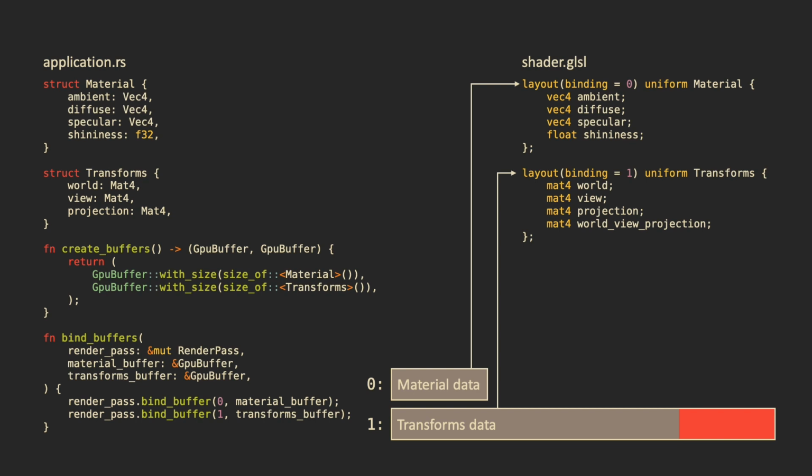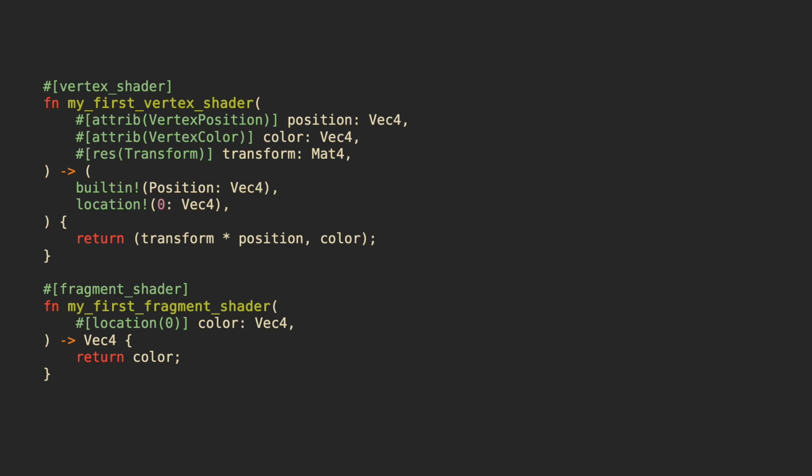In addition, it automatically binds the correct buffers to the correct locations for your shaders. To better explain how this works, let's look at a concrete example. Here you can see a vertex and a fragment shader written in Rust using the Ovis framework. Shaders are just regular Rust functions prefixed by the proper attribute. These attributes will generate the corresponding shader code under the hood.